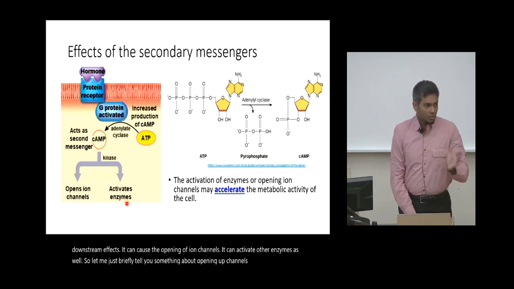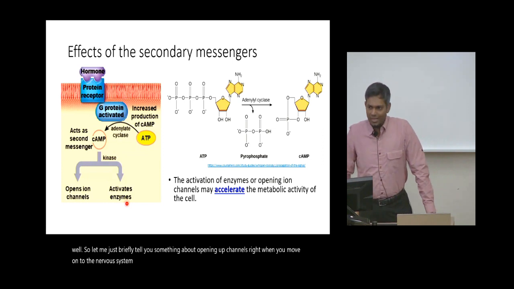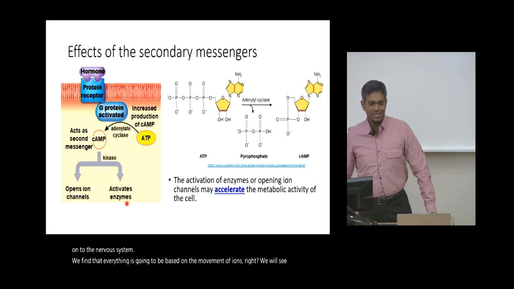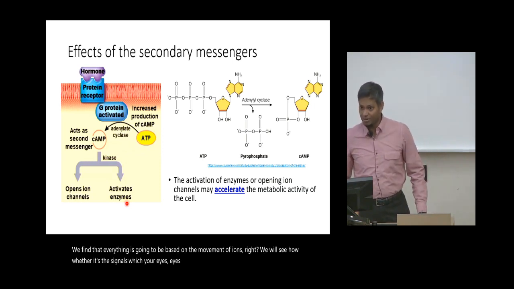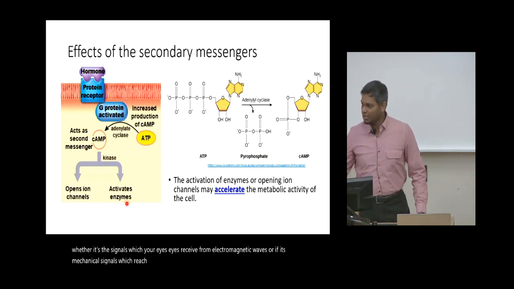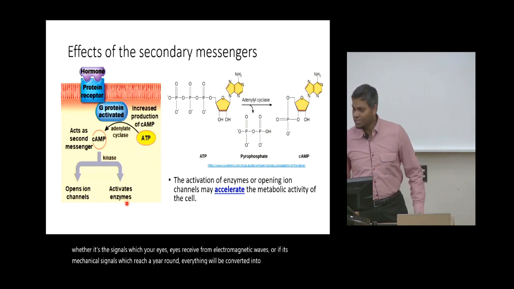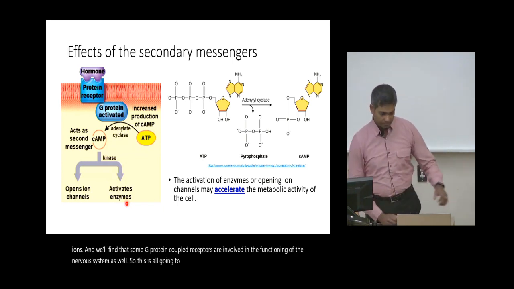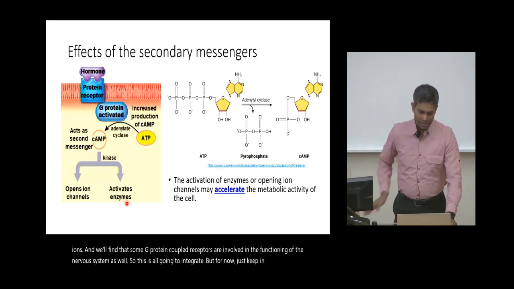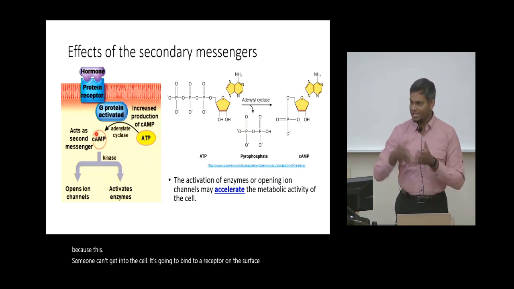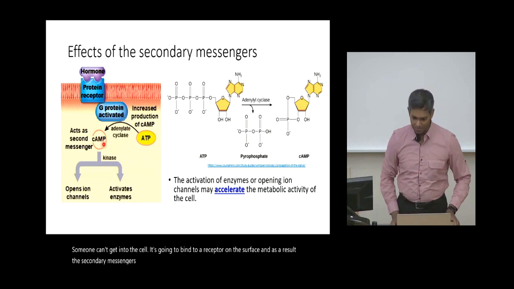When you move on to the nervous system, we find that everything is going to be based on the movement of ions. Whether it's the signals which your eyes receive from electromagnetic waves, or mechanical signals which reach your eardrums, everything will be converted into the movement of ions, and we'll find that some G-protein coupled receptors are involved in the functioning of the nervous system as well. So this is all going to integrate. But for now, just keep in mind that because this hormone can't get into the cell, it's going to bind to a receptor on the surface, and as a result, the secondary messenger is cyclic AMP.